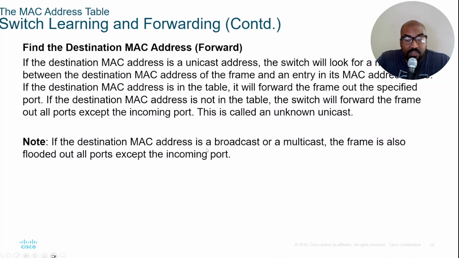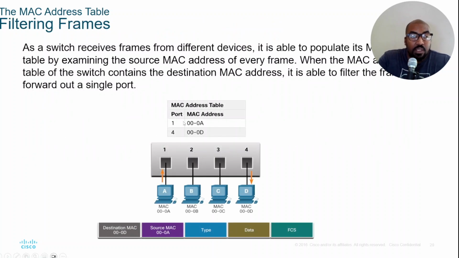If the destination MAC address is a broadcast or multicast, the frame is also flooded out to all ports except the incoming port. As the switch receives a frame from the device, it is able to populate the MAC address table by examining the source MAC address for every frame. When the MAC address table of the switch contains the destination MAC address, it is able to filter the frame and forward out to a single port. So once it knows what you're asking, it keeps that information in the table. That way it knows next time it sees that information, it gets it out a lot quicker, right?